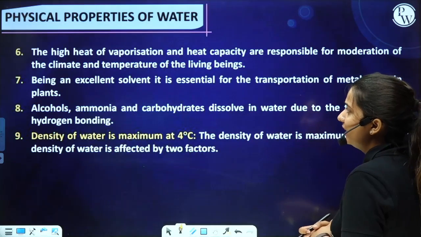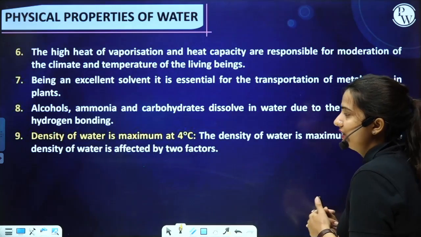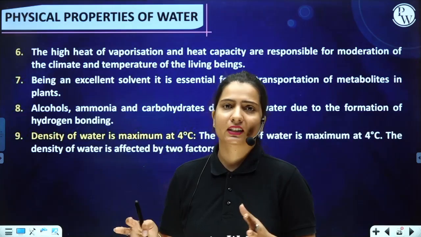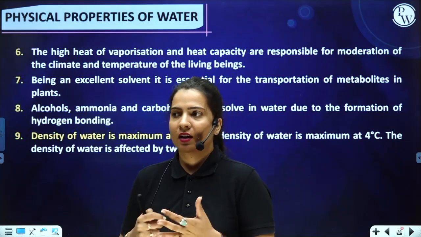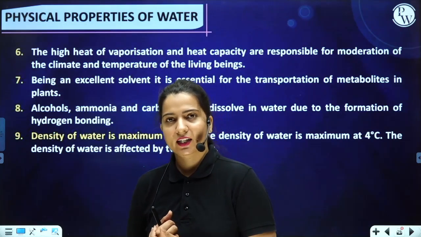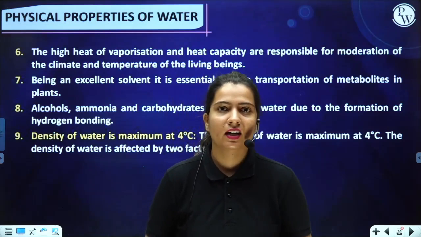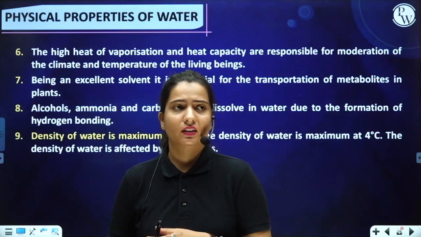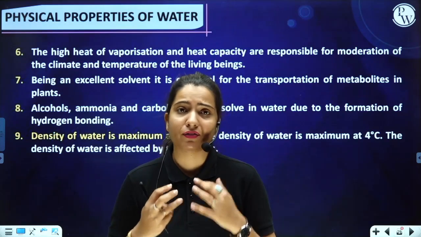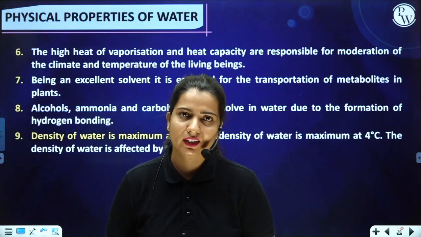Being an excellent solvent, it is essential for the transportation of metabolites in the plants. It's a universal solvent. It can dissolve many things in itself, okay? Because it has a very high dielectric constant. If you have a very high dielectric constant, most of the things you can dissolve, but it's not an utmost condition. If a solvent has a very high dielectric constant, that does not mean that it will be a very good solvent, because if the solvent is very viscous and has a very high dielectric constant, it is not a good solvent.